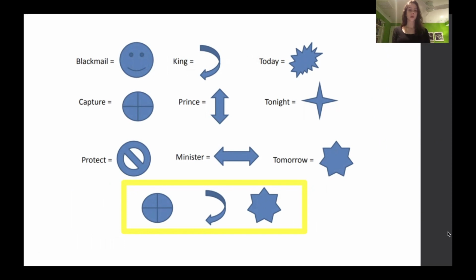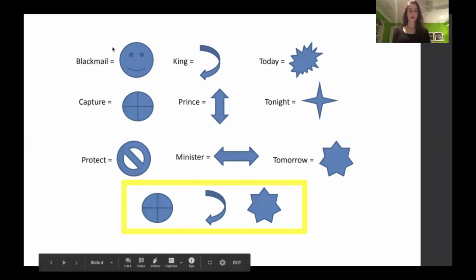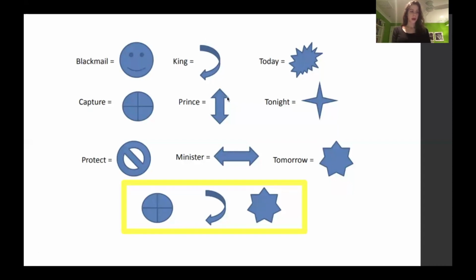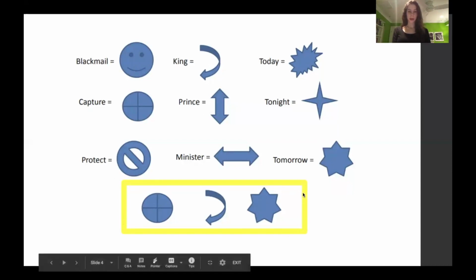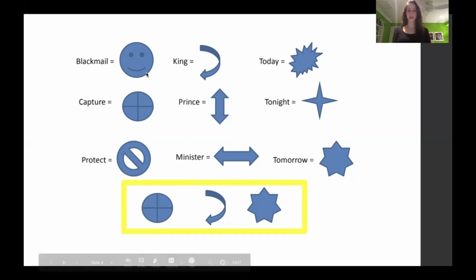Here's an example of a code based on pictures. A smiley face represents the word blackmail, a clockwise arrow represents the word king, and so forth. We are assigning pictures to words. So take a closer look at the symbols in this yellow box here. By cross-referencing this diagram up above, we can match words to symbols and figure out what this message means in the box.